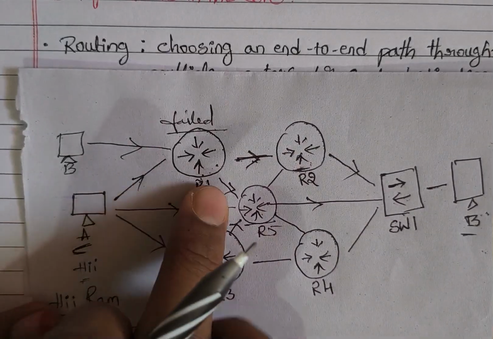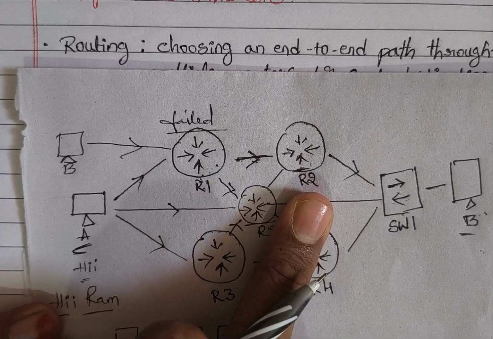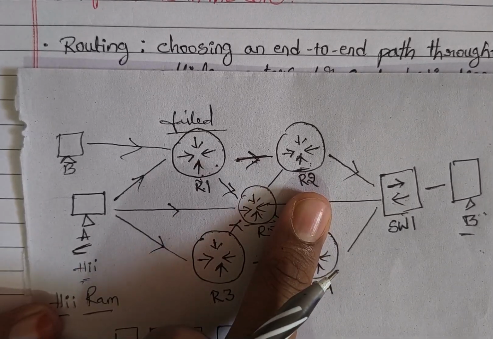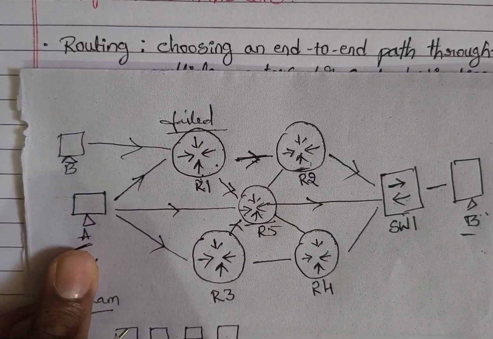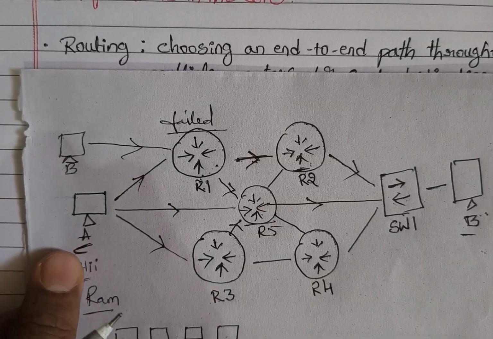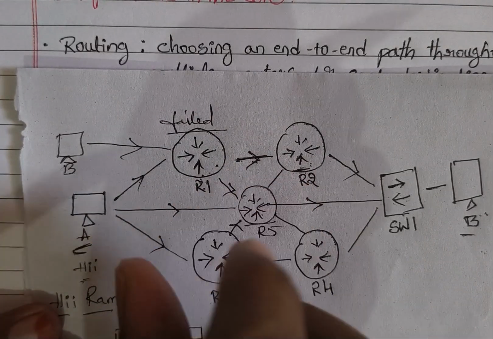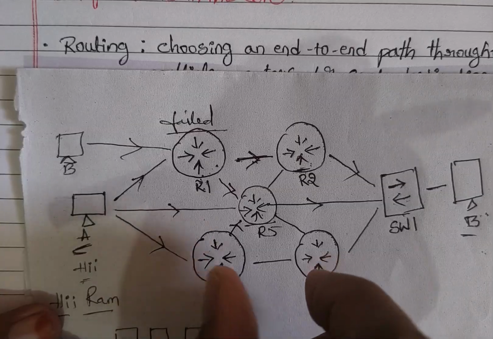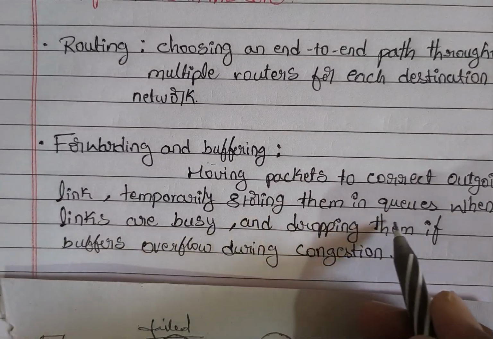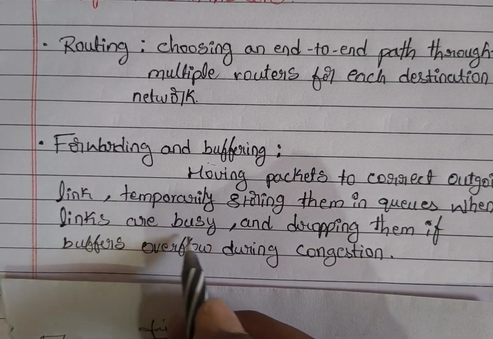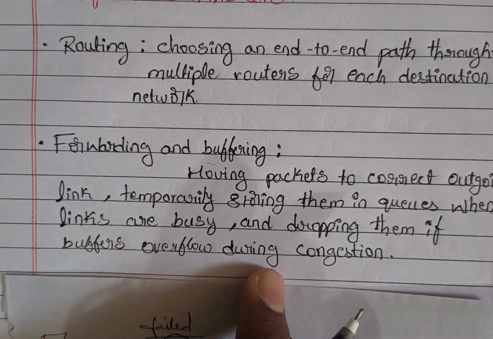R1 stores the packets temporarily for some time, and then it will send them to R2. Sometimes they will be stored because some other packets are missing, and again R2 will send a message to system A, and system A sends the message to R2. All the messages will come here and be reassembled, and then sent to switch 1, which sends to B. Like this, storing them in queues when links are busy. If R1 is busy, it will go to R2, and dropping them if the buffer overflows during congestion.